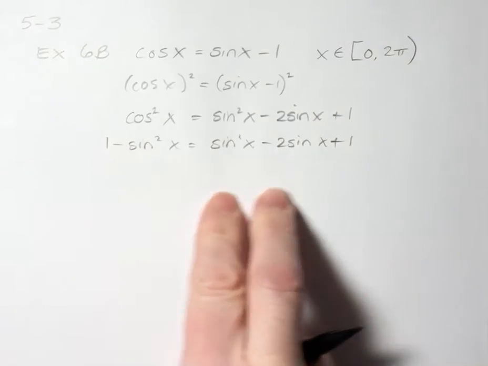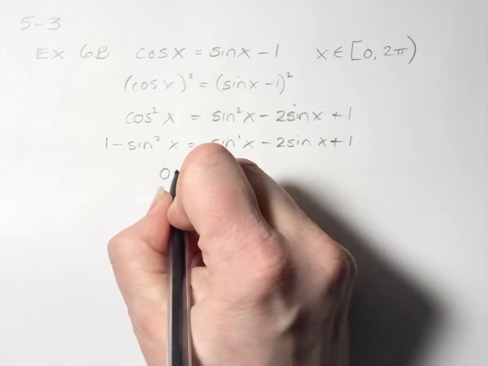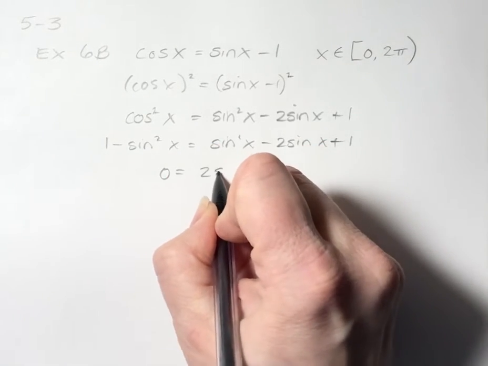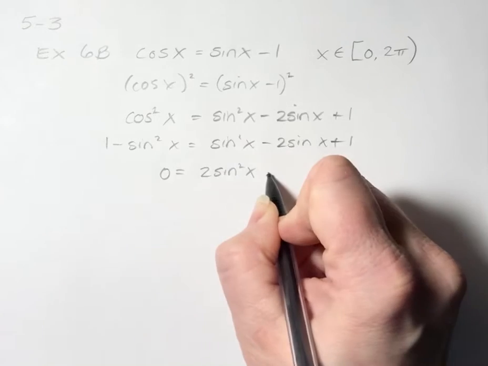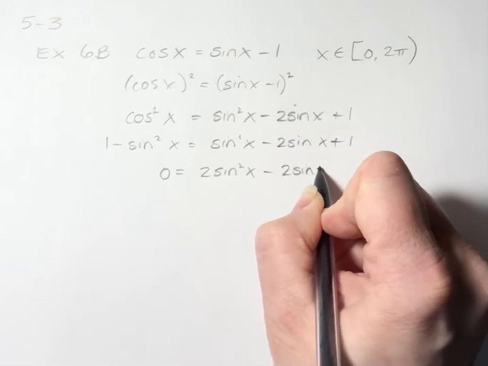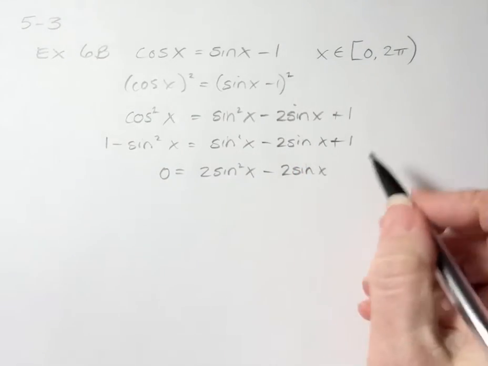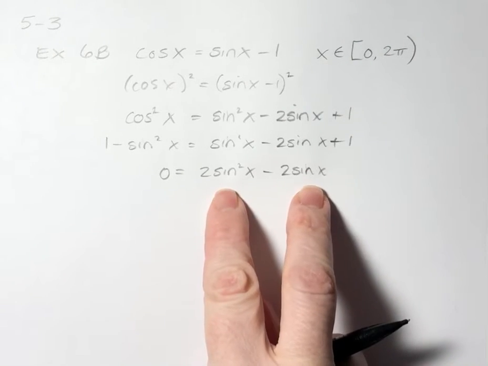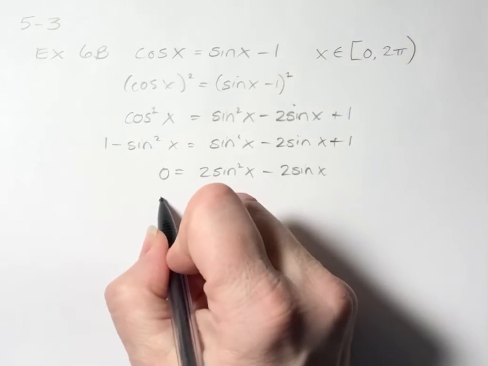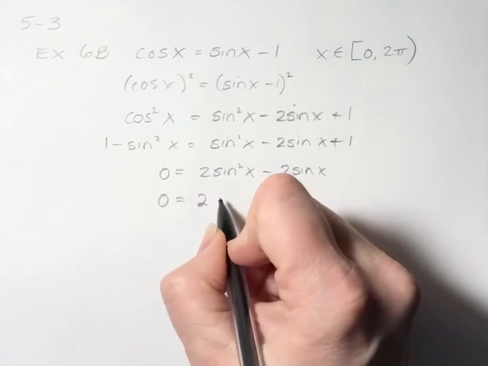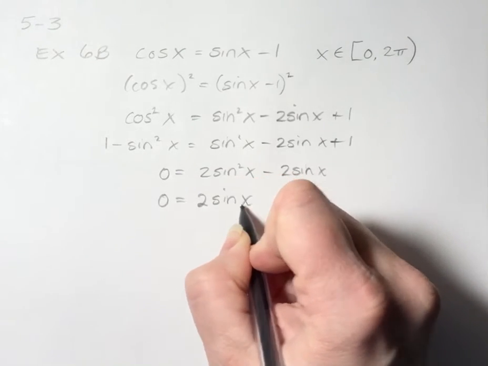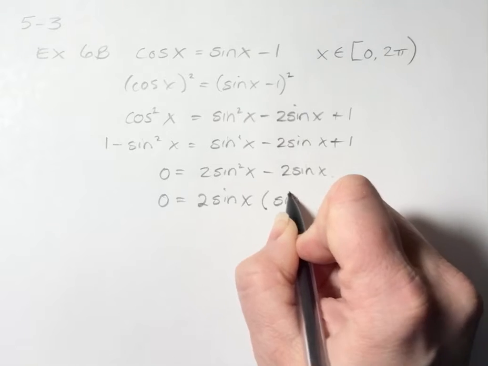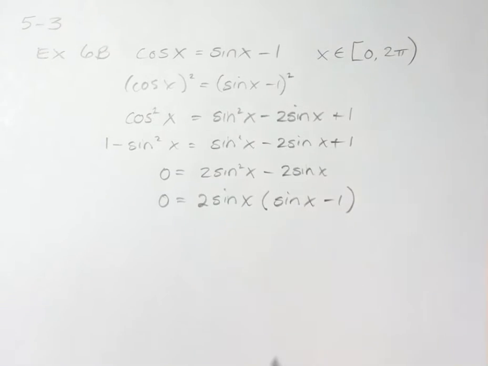And then I'm going to bring everything over here. So I end up with 2 sine squared. And then nicely those ones cancel out. So I only have 2 terms. They both have a 2 sine of x in common, so I can factor out 2 sine of x. And I'm left with sine of x minus 1.